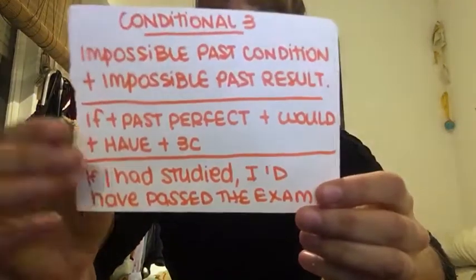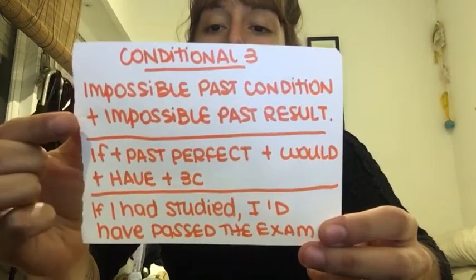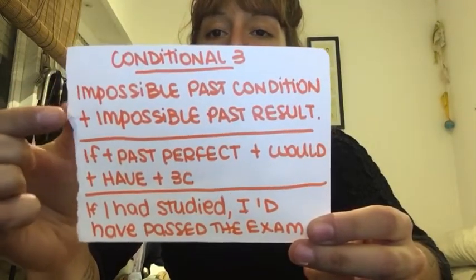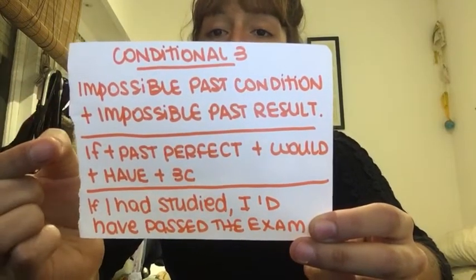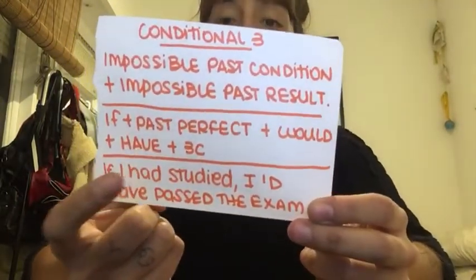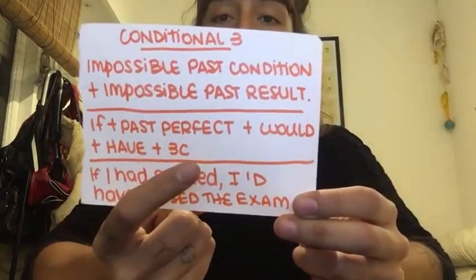Porque solamente se usa para situaciones del pasado sobre las cuales probablemente nos estamos lamentando. We regret, lamentamos, we regret those situations. Let's take a look at the structure. So, we are going to have an impossible past condition plus an impossible past result. Ninguna de estas situaciones sucedieron de esa manera. Están en el pasado y fueron diferentes. Let's look at the structure. If plus past perfect plus would plus have plus the third column. If más past perfect más would más have más tercera columna.